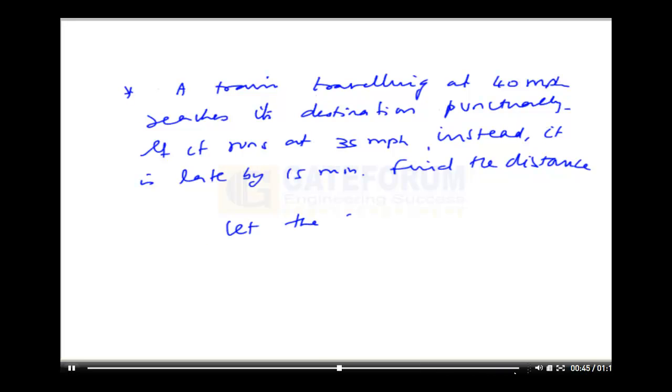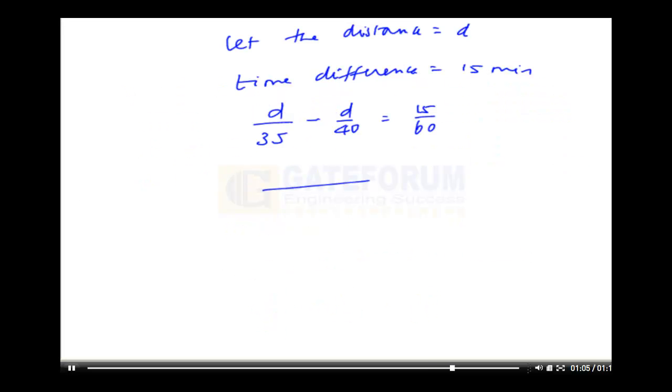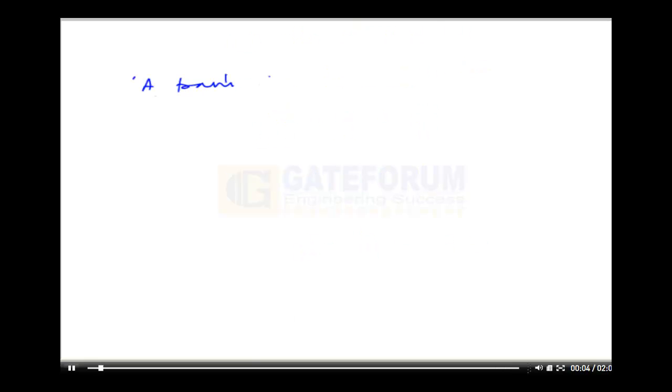Let the distance be d. Then what is the time difference here? The time difference is 15 minutes. It happens because if you are traveling at a lesser speed instead of the original speed of 40, you take 15 minutes longer. The LCM is 280, 8 times of d and 7 times of d. This is 1 by 4. So d will be 280 by 4, 70 miles.